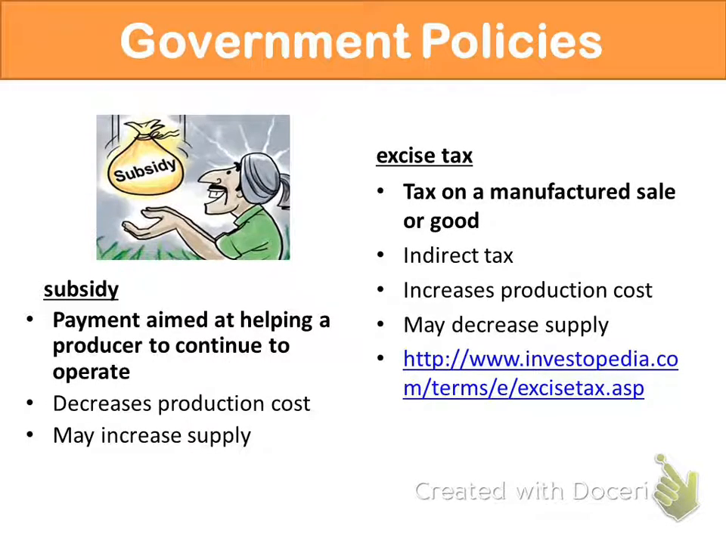On the other hand, you can have an excise tax, and that's going to be a tax on the manufactured sale of a good. It's an indirect tax. Gasoline, tobacco, and alcohol are the most common items on which there's an excise tax. So whoever is making that product pays this tax to the federal government or the state government. You and I, as consumers, don't pay that directly. We would pay it indirectly because whoever makes the gas is going to increase the overall cost of gas to pay for that excise tax. And so what it does is it makes it more expensive to produce something, so increased production costs, and it decreases supply.